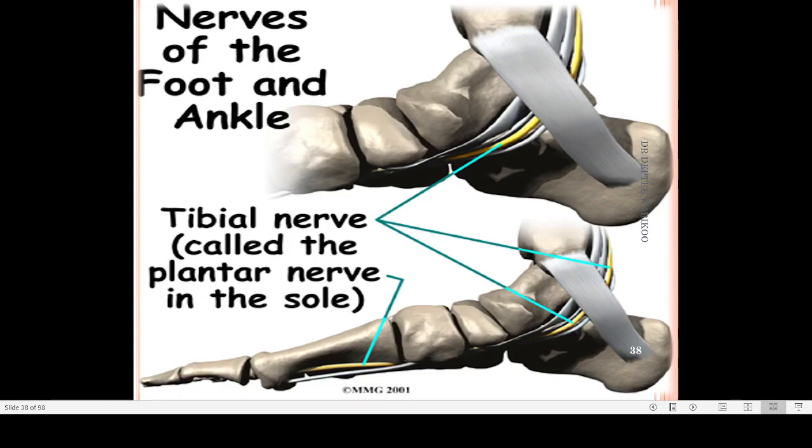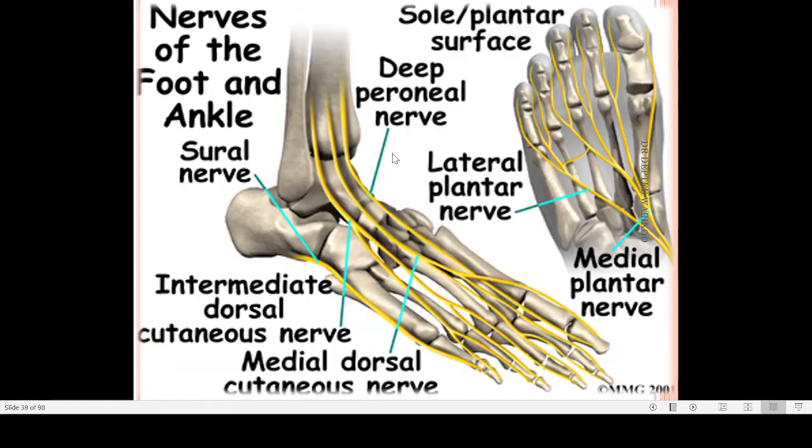You could see here, this is the tibial nerve. Here you could see it passing the plantar nerve. Then the deep peroneal nerve, the lateral plantar nerves, and the intermediate cutaneous nerves.